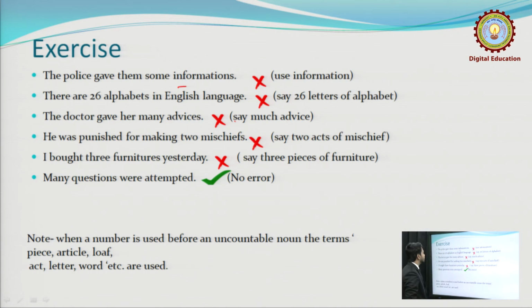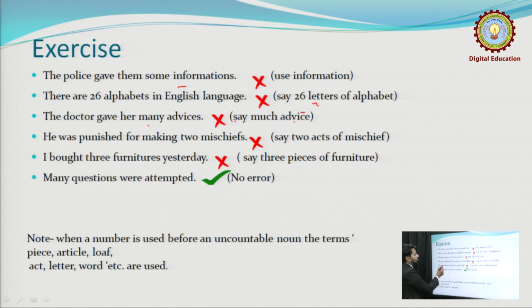Now the next sentence is, there are 26 alphabets in the English language. If I ask people how many alphabets there are in the English language, generally people will say there are 26 alphabets. But the truth is, there is only one alphabet in each language, not only in English. Why? Because 26 are the letters, not the alphabet. Now the next sentence, the doctor gave her many advices. Advice, again an uncountable noun, so we cannot use the plural form of this, and also we cannot use many. So what we will have to say, the doctor gave her much advice or some advice.